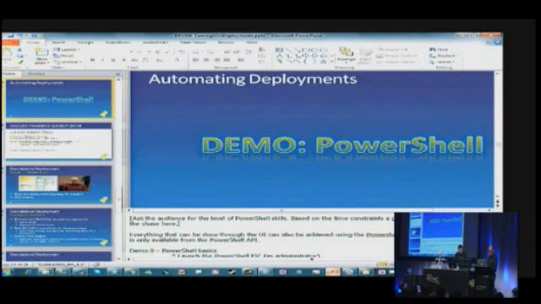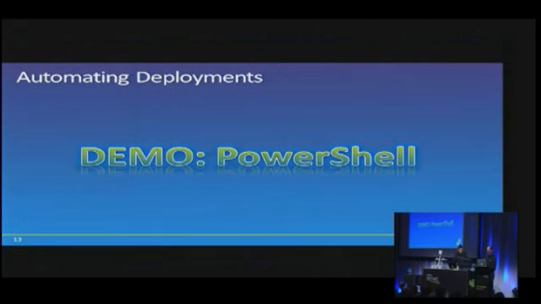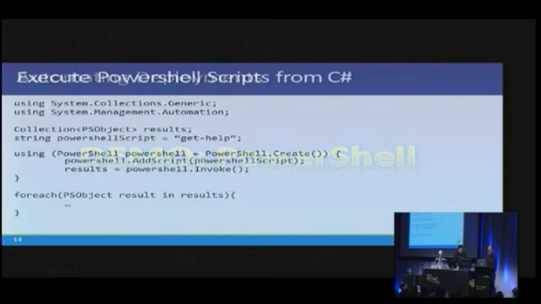So this is pretty cool, and this is all the out-of-the-box stuff. But we want to show you something else, which is how you can take this further. Now, I only have 5 minutes for this, so it's going to be a little bit rushed, but we'll see how we go. Before we get there, this is how you call PowerShell scripts from C#. So you create yourself a PowerShell object, you add the script, you call Invoke on it, you get back a collection of PowerShell objects, and then you can iterate over those.